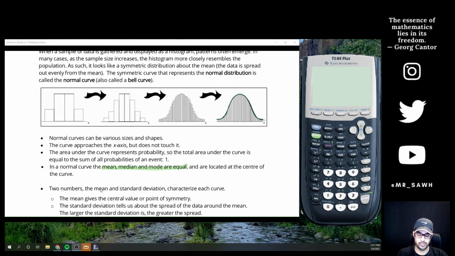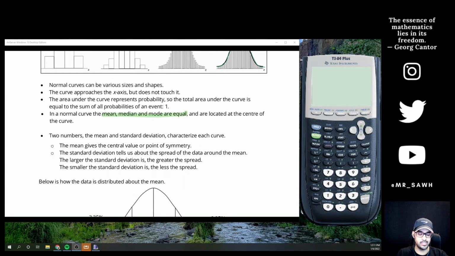Okay, two numbers, the mean and the standard deviation, are going to characterize this curve. We already talked about the mean, where we would find it on that bell curve. We're going to find it right in the middle. But the standard deviation, if you remember from our last lesson, we talked about how far data values are spread out from the middle, right?